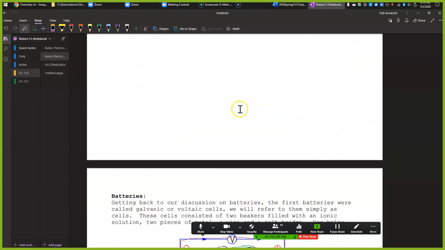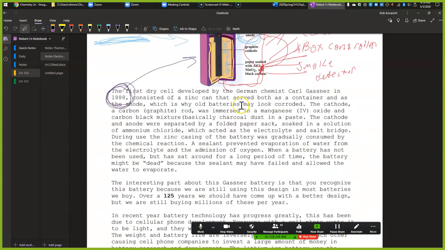When we have class on Thursday, we'll talk about how to calculate the voltages for these batteries.